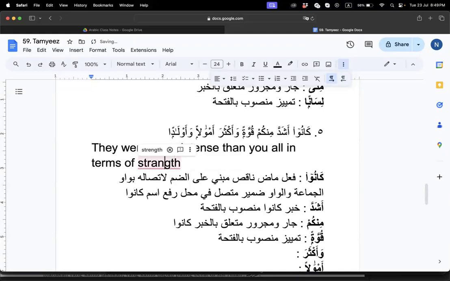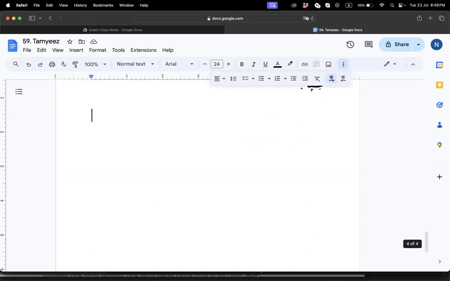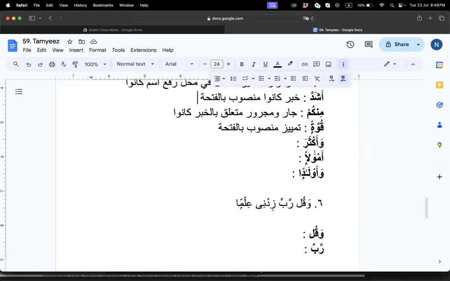Okay, so this is literal, because for quwwah they cannot use ism tafdil like this. So they use ashadda and then they use quwwah as tamyiz. But in English you can say they were stronger than you. It's fine, because that is what it actually means. But this is the literal translation. Yeah, I think we can finish. So can you continue?